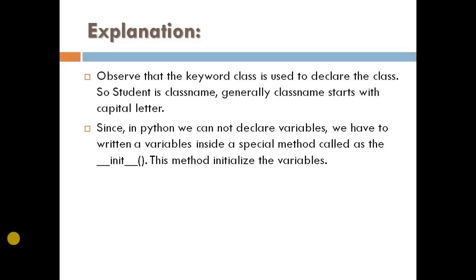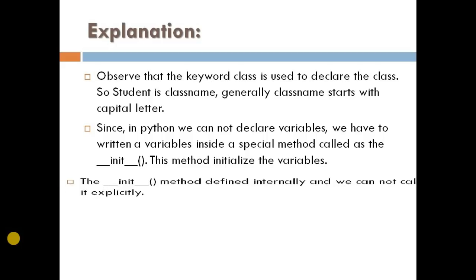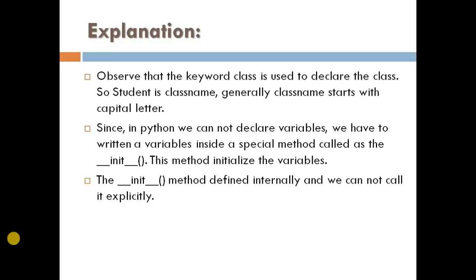Since in Python we cannot declare a variable, we have to write a variable inside a special method called double underscore init double underscore. This method initializes the variables, and this method is also called the constructor of the class. Okay, there are two types of constructor, a parameterized constructor and a default constructor. So this is a special method in Python. The double underscore init double underscore method is defined internally, and we cannot call it explicitly. This method is internally defined by the Python interpreter.